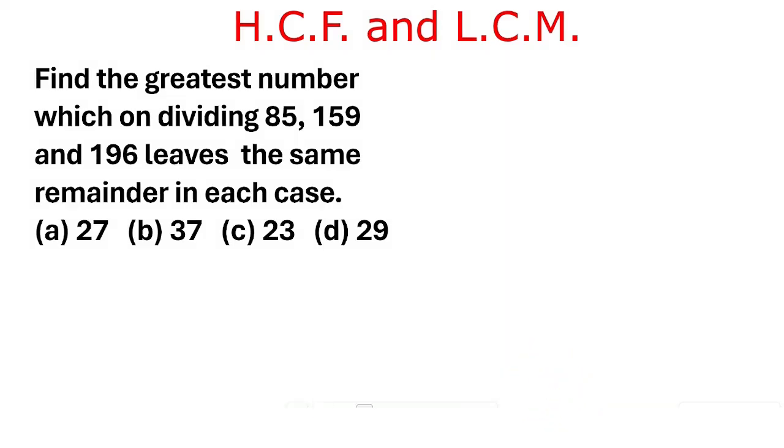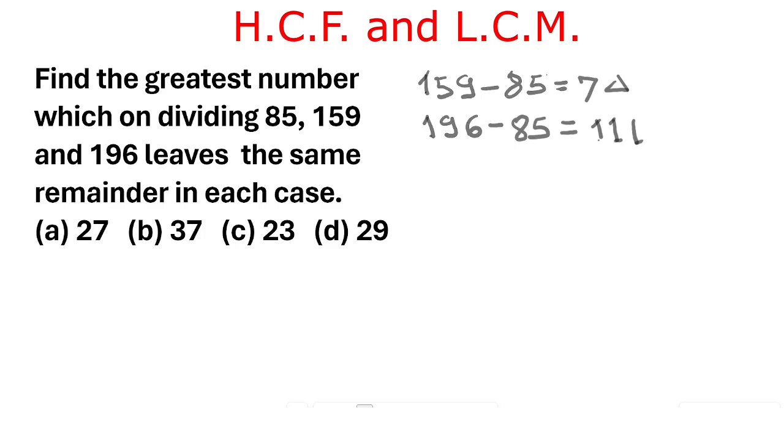As the remainder is not given, so the method of solving such type of question is, we find the absolute value of difference of the given set of numbers. So we find 159 minus 85 equal to 74. 196 minus 85 equal to 111. 196 minus 159 equal to 37.